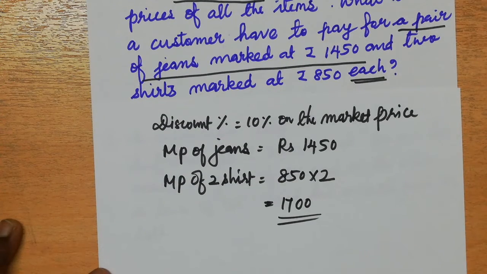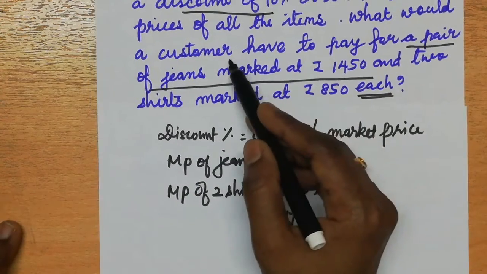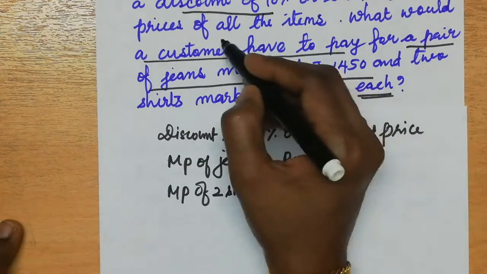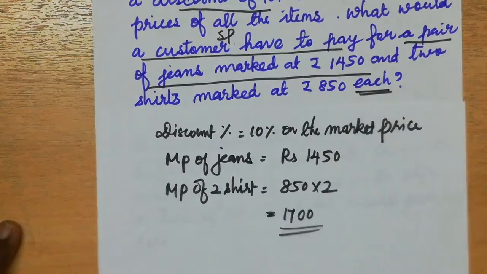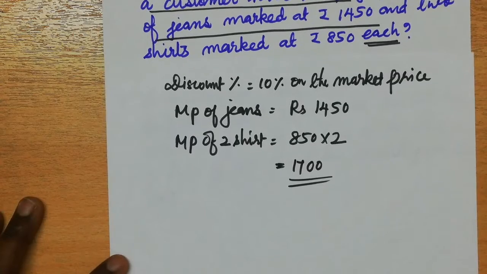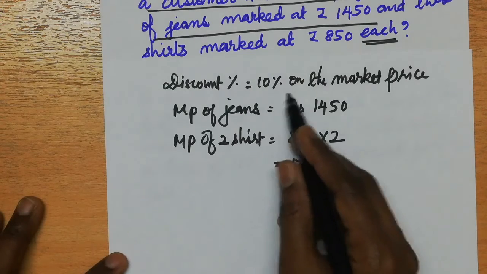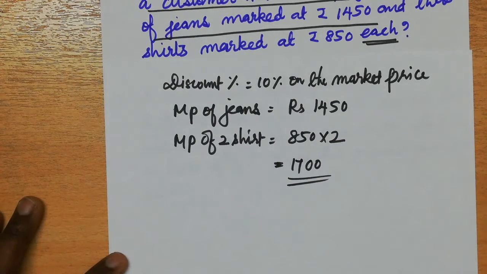So now we have to find the selling price. What would a customer have to pay? That means the selling price. So what we have to do here is the discount. You already know that a discount means a reduction in the marked price. There is a reduced value, that is 10% on the market price, that is the discount.